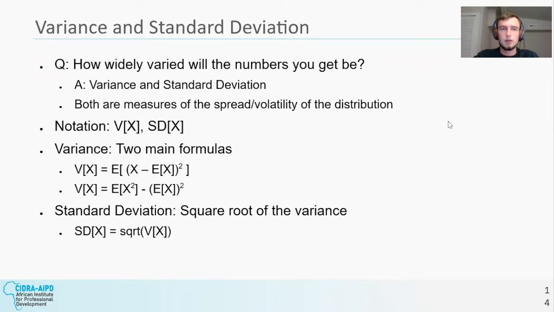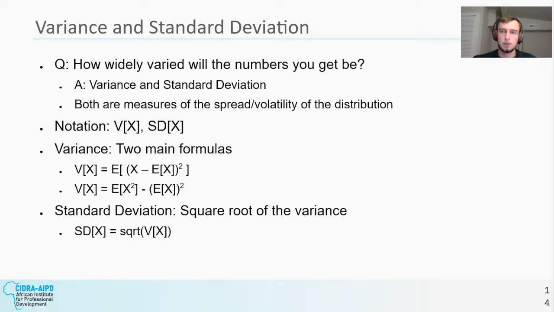Now we're going to move on to a different topic for random variables, which is variance and standard deviation. We hinted earlier that something we'd like to know is how widely varied the numbers we get will be. If we roll a die, are we likely to get 3s and 4s? Are we likely to get each number with equal probability? Is it going to be more condensed or more spread out? One way of representing this is variance and standard deviation. Actually two ways, but both are measures of the spread and volatility of the distribution.